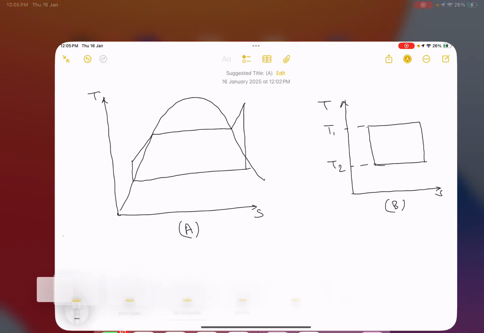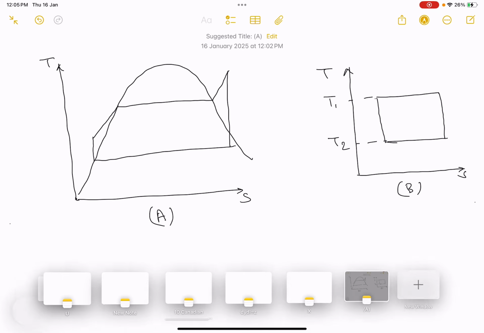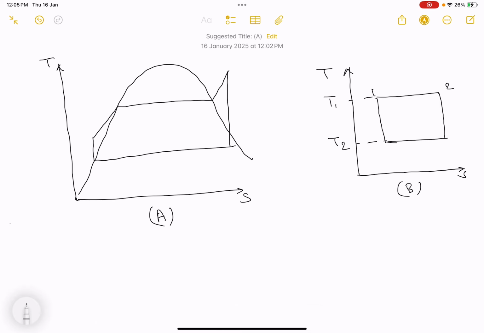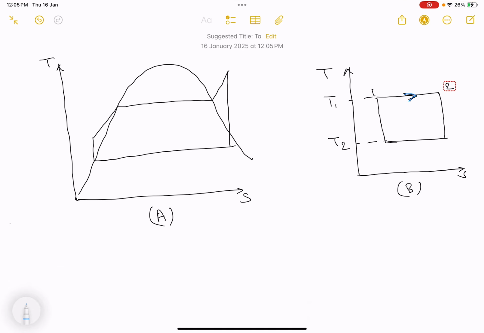Now let's look at the diagrams. What you see on the screen are two diagrams. The B diagram is of Carnot engine. So you know the Carnot cycle. Carnot cycle operates between two temperatures, T1 and T2. So let's say from 1 to 2, the heat is added. 1 to 2, this is heat addition.